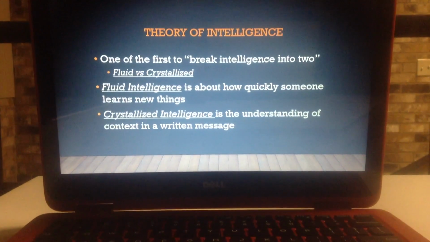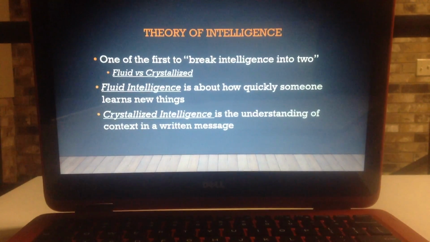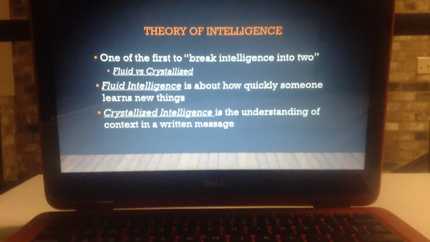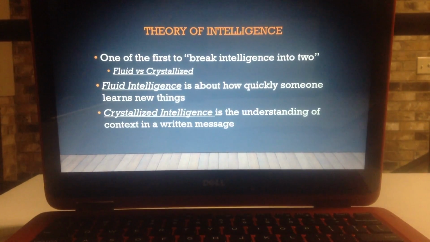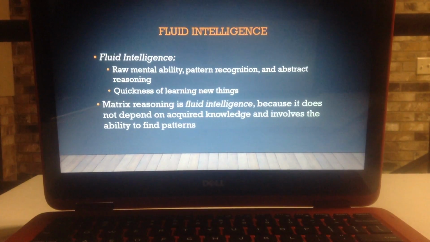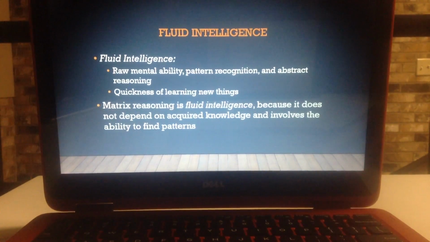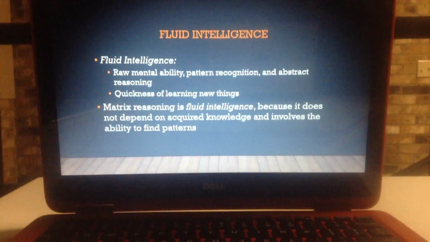Theory of intelligence. He was one of the first to break intelligence into two types: fluid versus crystallized. Fluid intelligence is about how quickly someone learns new things. Crystallized intelligence is the understanding of context in a written message. Fluid intelligence is raw mental ability, pattern recognition, and abstract reasoning. It is the quickness of learning new things.